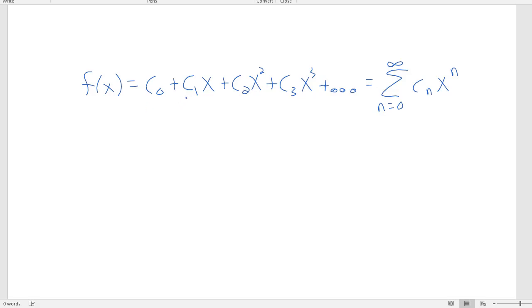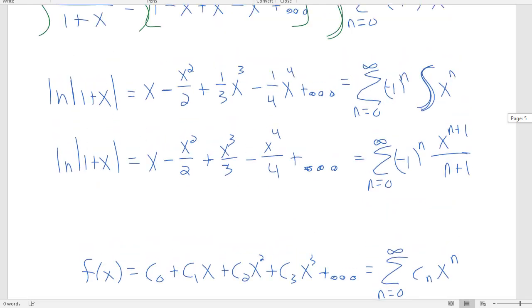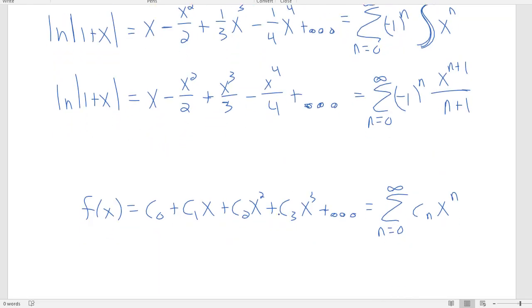The c sub 0, c sub 1, c sub 2, c sub 3 are just whatever the coefficients are. And then we have x to powers. Now I'm going to scroll back up for a second and point out that for this ln function we just created, the c sub n's are -1 to the n over n plus 1. Those are my coefficients times powers of x.